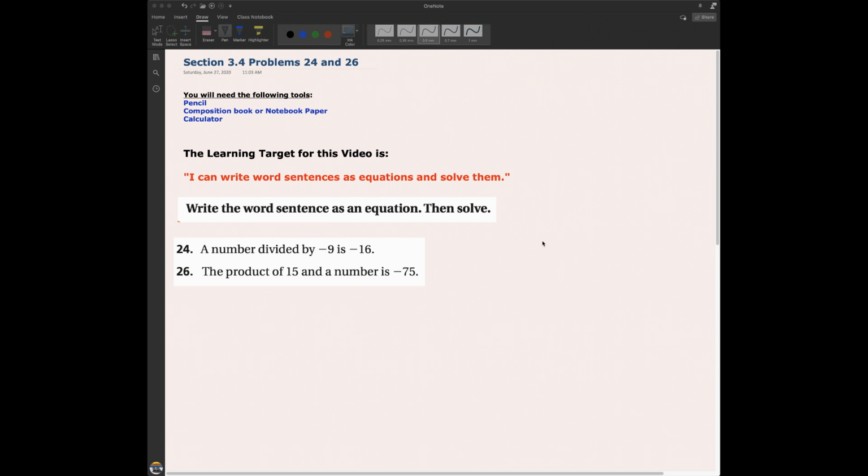This is from section 3.4, problems 24 and 26. So make sure you have your pencil, your composition book or notebook paper, and you might need a calculator for this one.